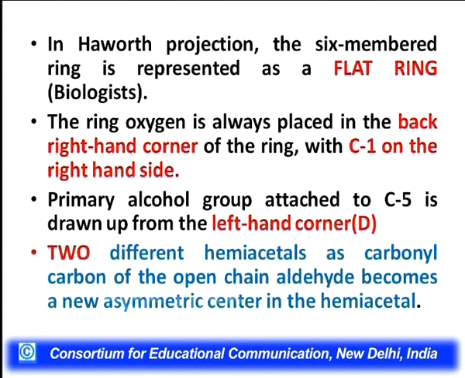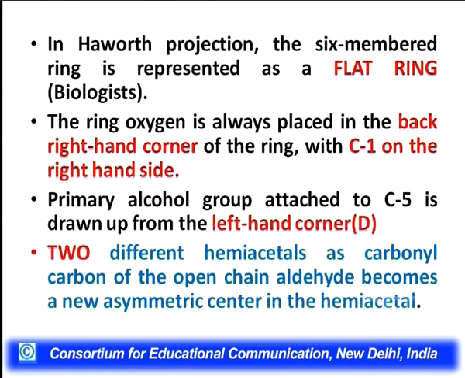So when we talk of the structure of the Haworth projection, what you have to remember is that the ring oxygen is always placed in the back right hand corner of the ring with C1 on the right hand side. And then the primary hydroxyl group attached to C5 is drawn up from the fifth carbon in the left hand corner if the molecule has D configuration.